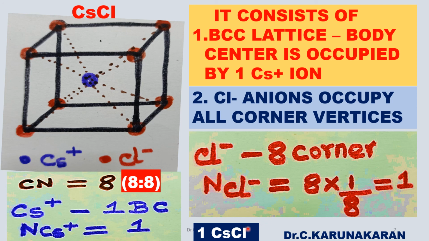One cesium ion is there. Therefore, one Cl minus will be there to make it neutral. Similarly, in the sodium chloride unit cell, there are 4 Na plus ions and 4 Cl minus ions to make it neutral.